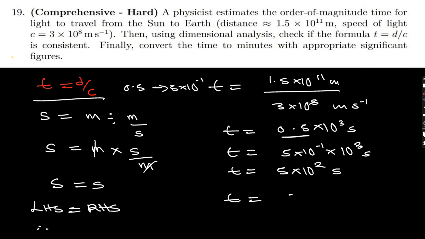I'm going to divide by 60, so 5 times 10 to the power 2 over 60. Go ahead and find the answer. I'm running out of time, so here you can't find your answer no matter how tired you feel, because the only thing that can cause you to fail this is when you are tired. It's a matter of punching that on your calculator.